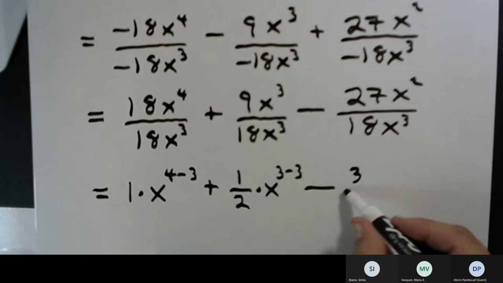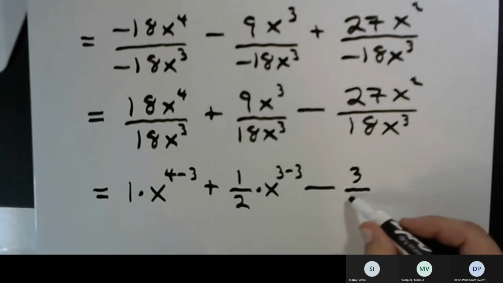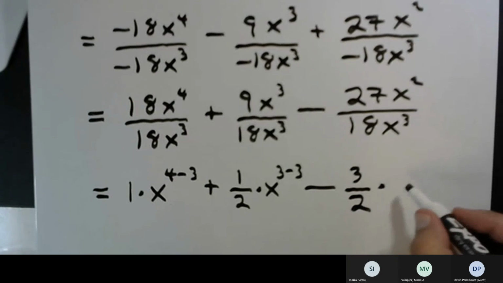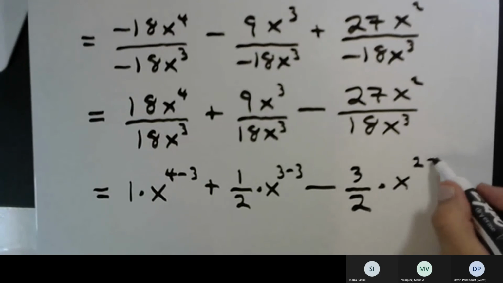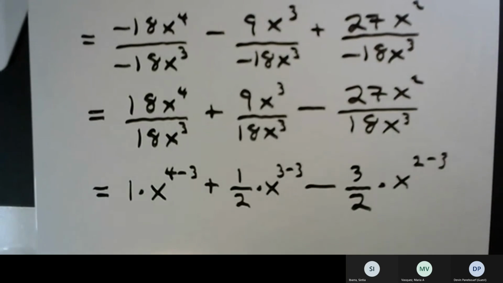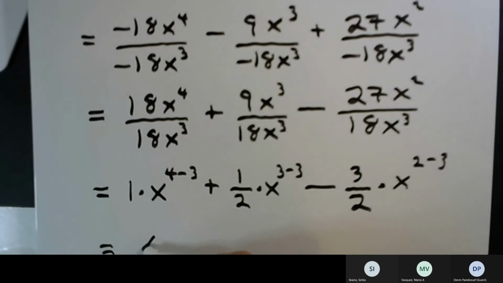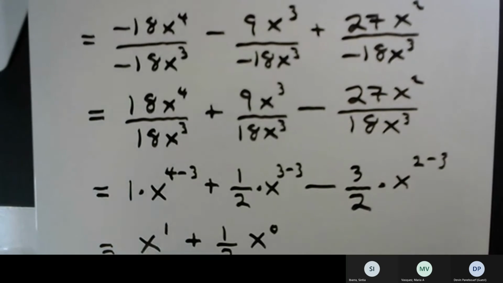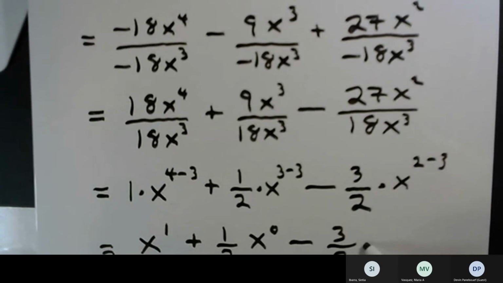27 divided by 9 is 3. 18 divided by 9 is 2. We're going to have x to the 2 minus 3. Again, top exponent minus bottom. We're always going to do that. So this will be x to the 1 plus 1/2 x to the 0 minus 3/2 x to the minus 1.